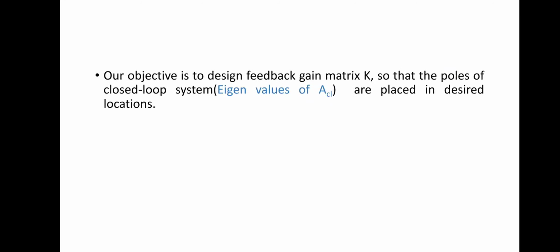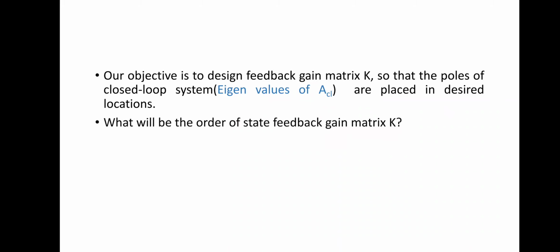So our objective is to design the feedback gain matrix K so that the poles of the closed loop system, that is the eigenvalues of ACL, are placed in desired locations. Now tell me, what will be the order of the state feedback gain matrix K? It will be a 1 cross n matrix. How? I'll tell you.